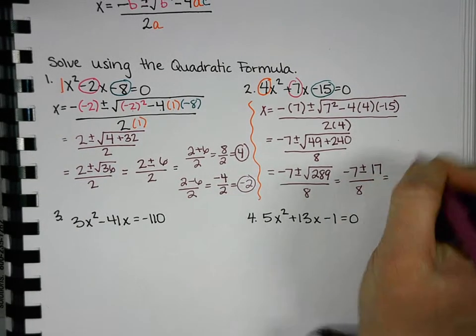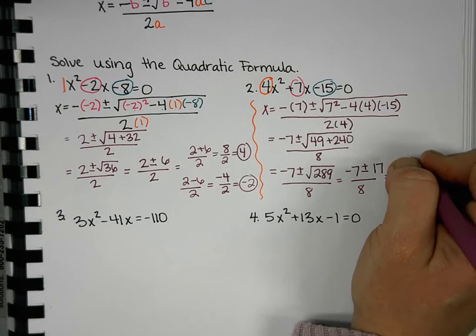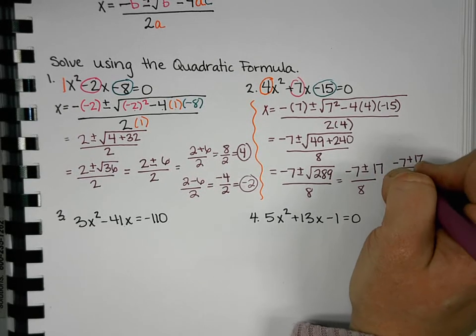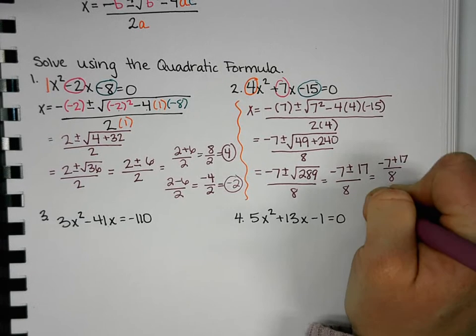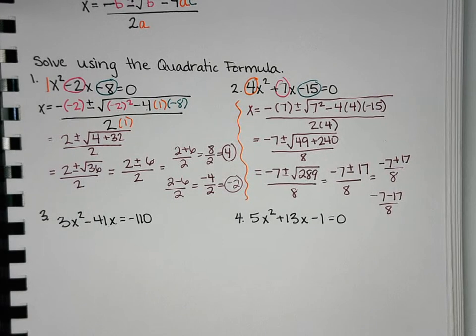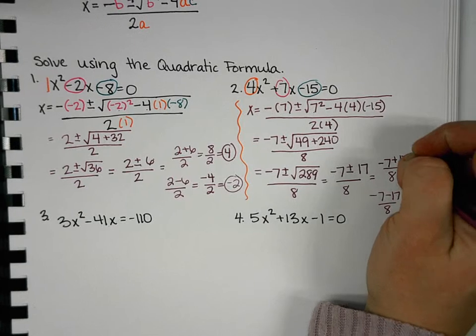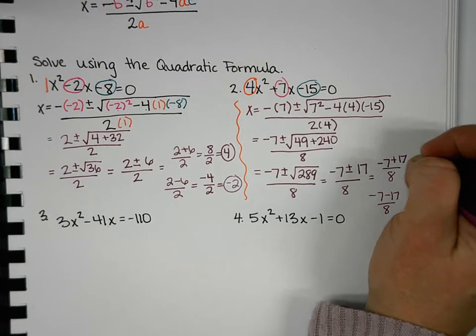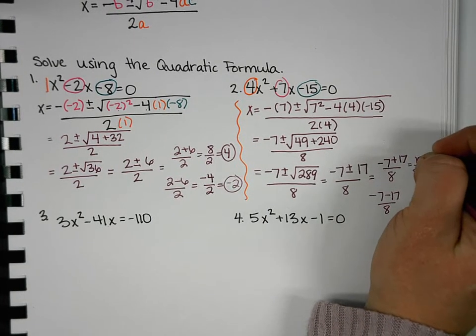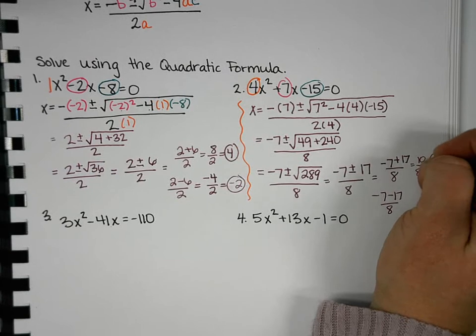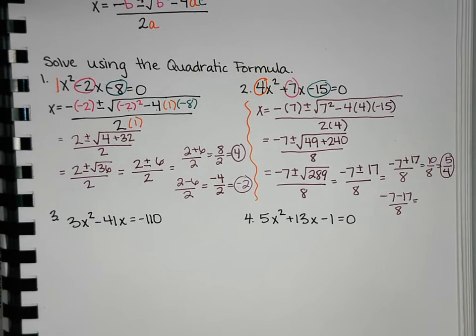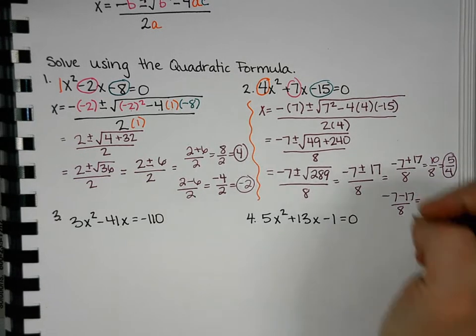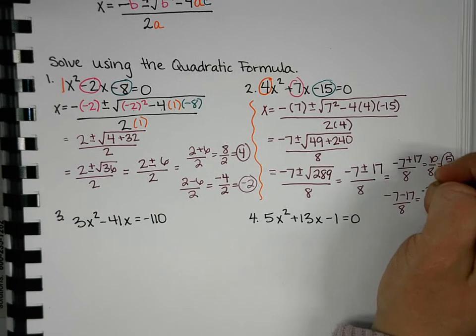So then we get negative 7 plus 17 over 8 and negative 7 minus 17 over 8. So here we'll get 10 over 8, which reduces to 5 over 4. So there's one answer. And then negative 7 minus 17 will give us negative 24 over 8, which is negative 3.